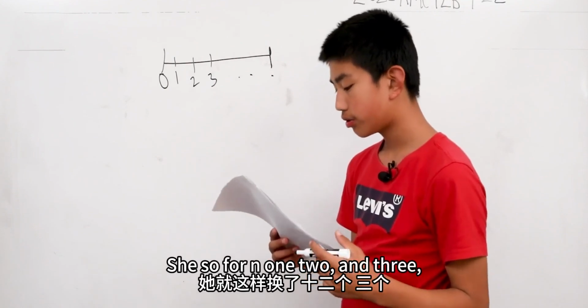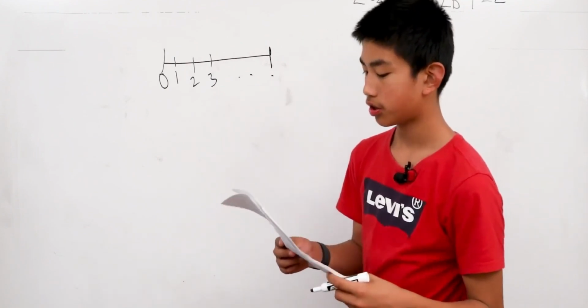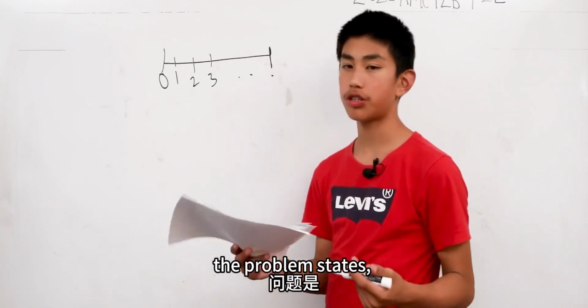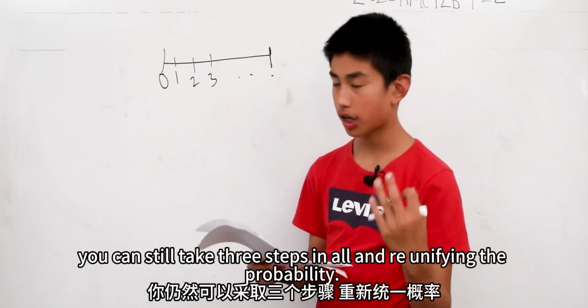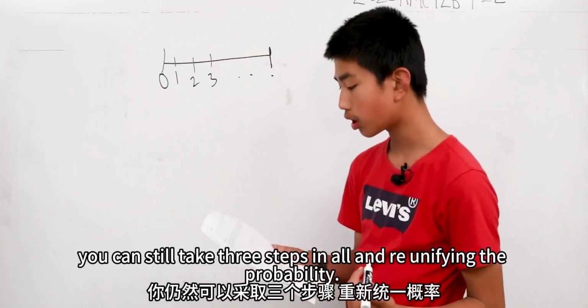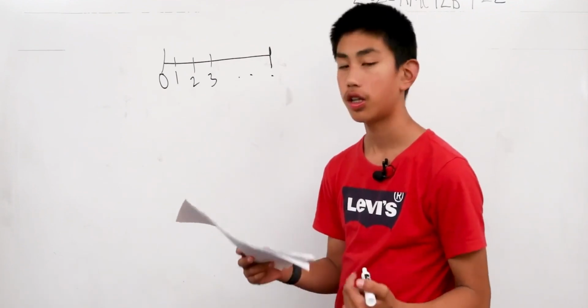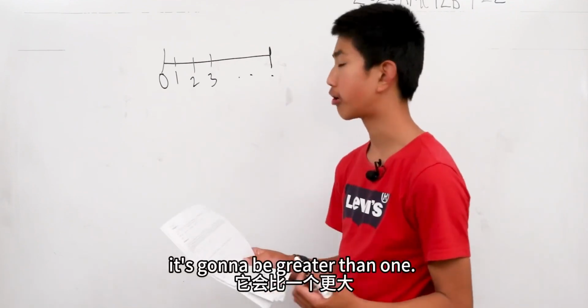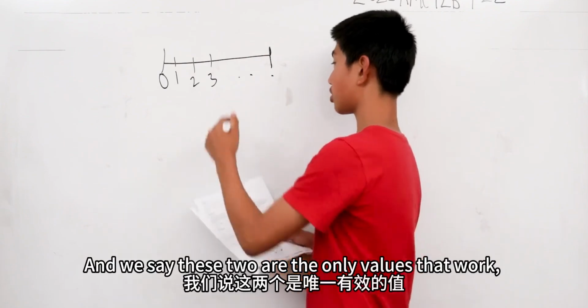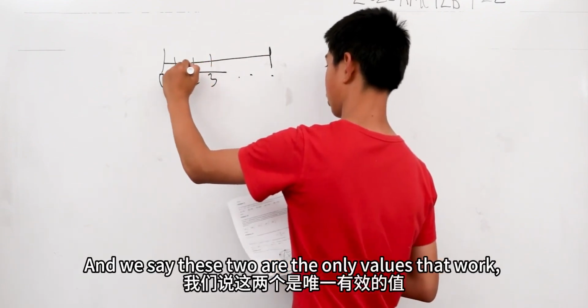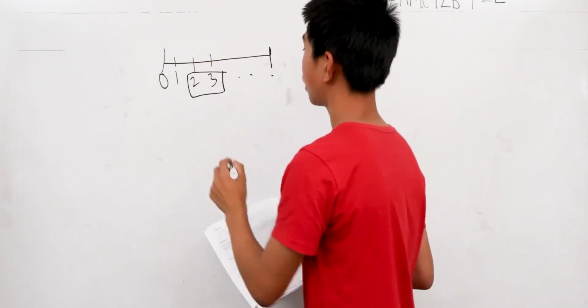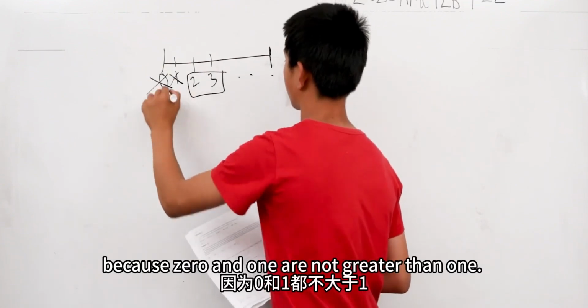So for n equals 1, 2, and 3, the problem states you can take 3 steps in all. And we want to find the probability that when she stops, it's going to be greater than 1. And we say, so these two are the only values that work because 0 and 1 are not greater than 1.